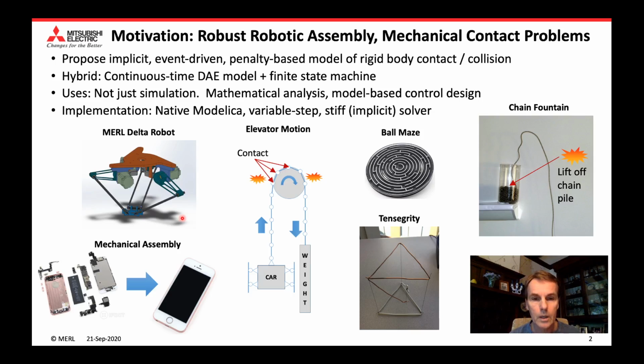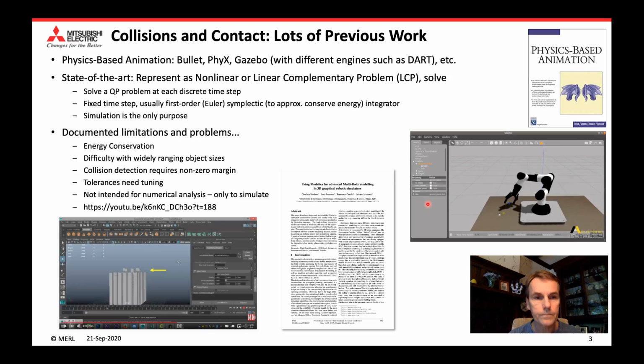So for example, in the center here we've got an elevator, which we've worked on, a model of an elevator where we're modeling the rope as a chain, and as the chain goes over this sheave, it comes into and out of contact. And other toys that we'll talk about later, like this ball maze. The ball, as it rolls through the maze, comes into and out of contact with these rings and these gates. So that's a good example also.